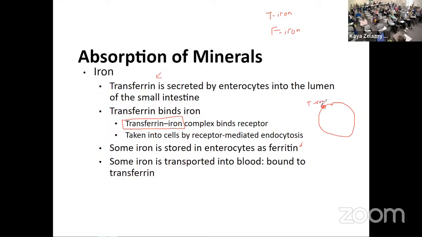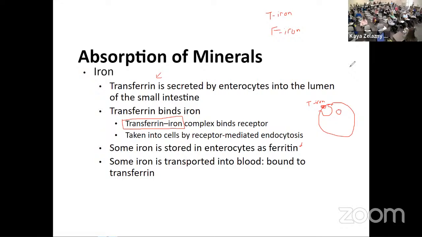Okay, all right, so those are bound in, and then we pull it in by kind of bubbling off this membrane, breaking off the bubble inside so that you have the T iron in the cell. Okay. So from there, you have a couple options. Some of that iron is going to get stored as ferritin, so it can just hang out until you need it.